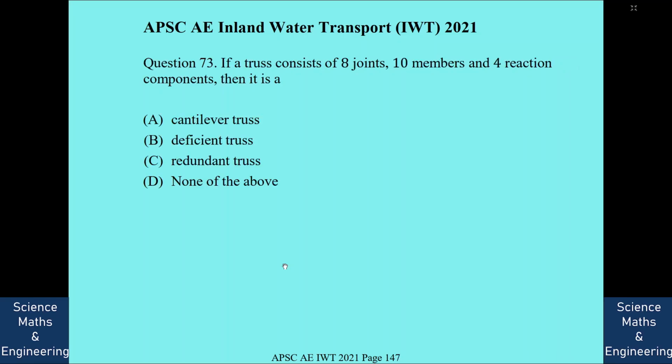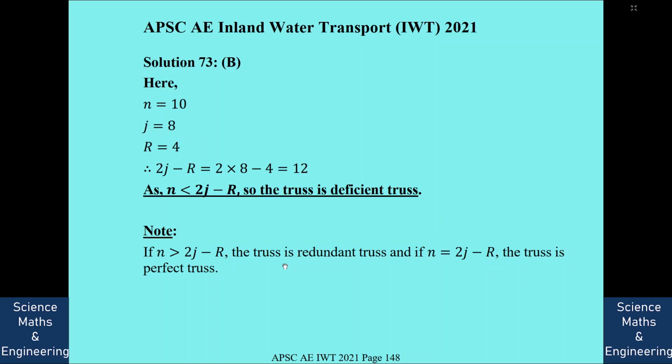Okay, next. If a truss consists of 8 joints, 10 members and 4 reaction components, then it is A, a cantilever truss, B, a deficient truss, C, a redundant truss, or D, none of the above. So the answer is B, n is equal to 10, j is equal to 8 and r is equal to 4. Now therefore 2j minus r would be equal to 12. Now our n is 10 and it is less than 2j minus r, so this truss is a deficient truss. Now had these both been equal, then it would have been a perfect truss.